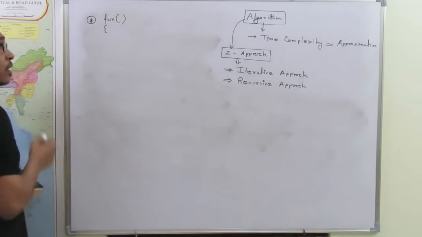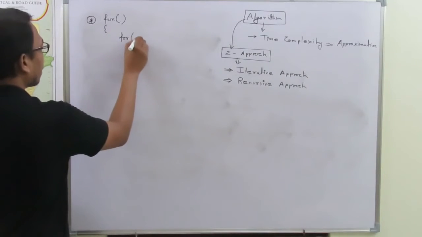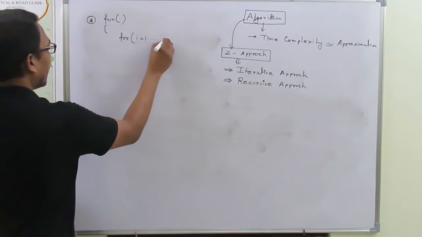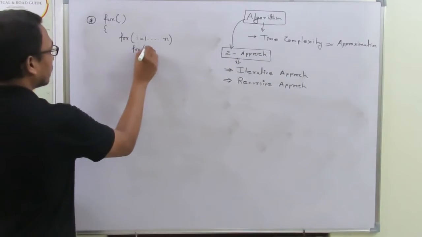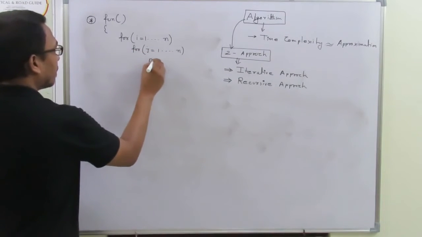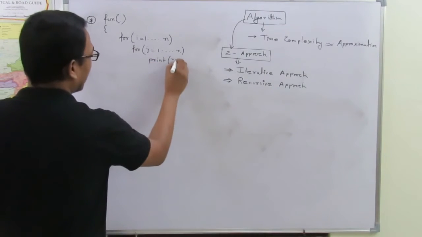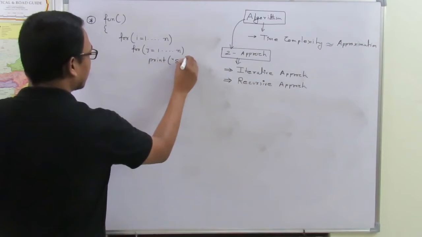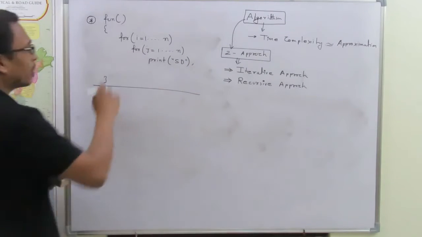Now we have two loops: for i equal to 1 to n, and then again for j equal to 1 to n, and then we print a name, let's say SD. So what will be the time complexity of this particular problem?